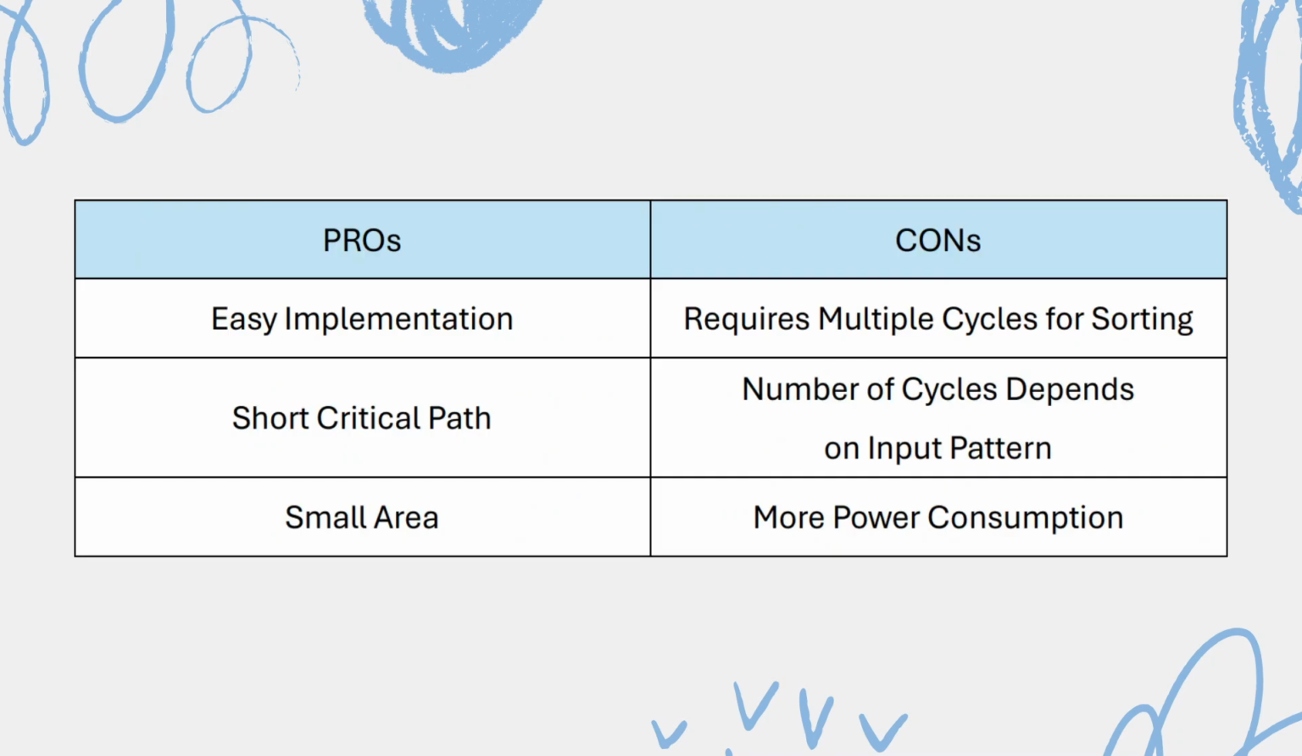Finally, here are the trade-offs of using our odd-even sort algorithm. The pros are it's easy to implement, has a short critical path, and leads to small area. The cons are sorting requires multiple cycles, and the number of cycles can depend on the input pattern, and it can result in more power consumption compared to some alternative structures.